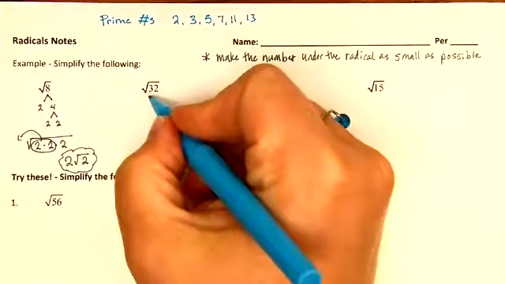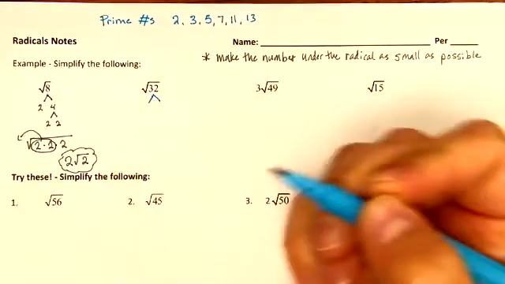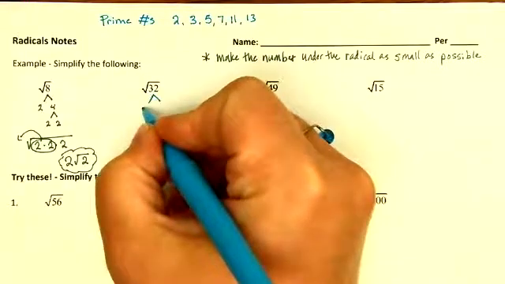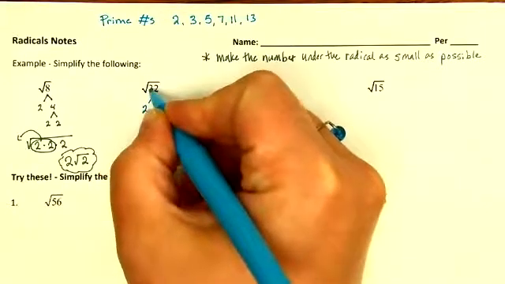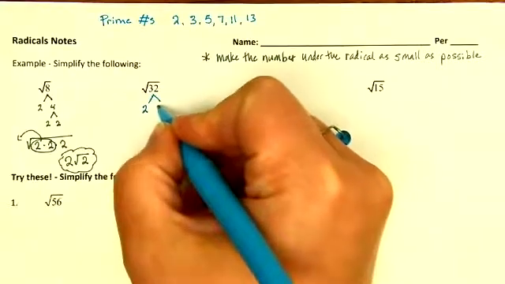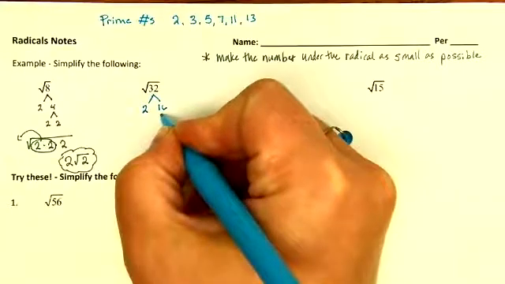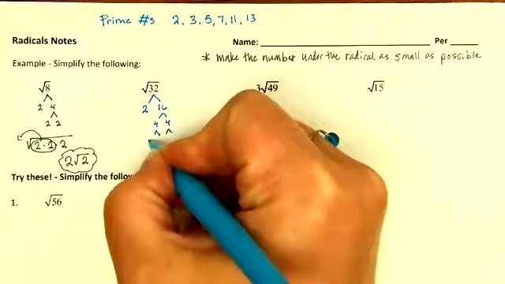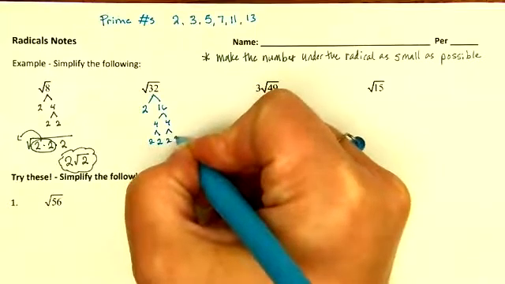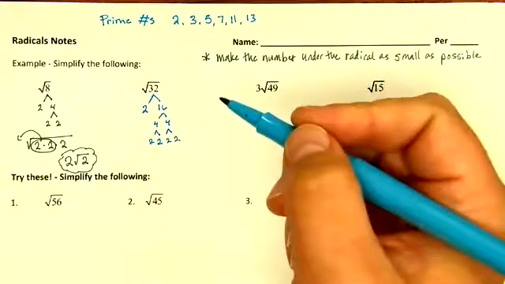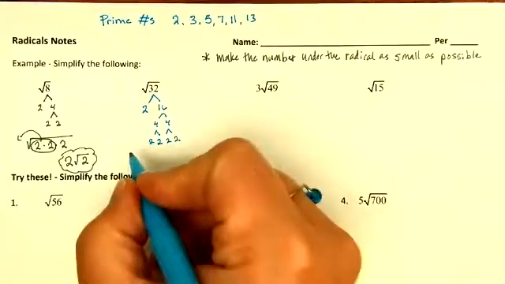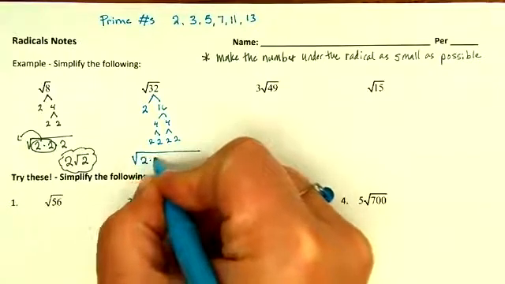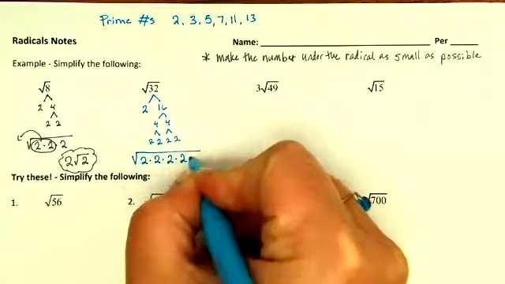Some people have a really good idea of how to break down numbers so that they come out into nice square numbers. Other people struggle. So 32 breaks down into 2 and 16. 16 breaks down into 4 and 4. And of course, that's 2 and 2 and 2 and 2. All right, so 32 ends up being radical 2 times 2 times 2 times 2 times 2.